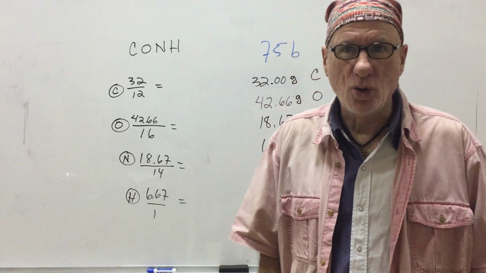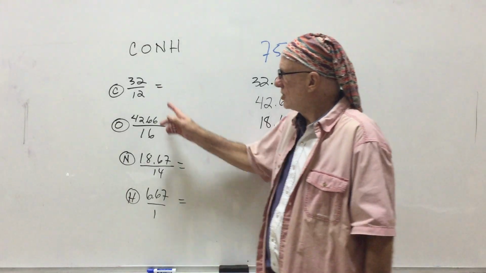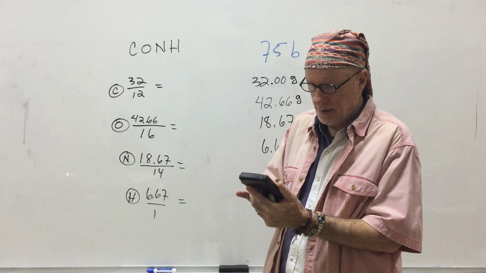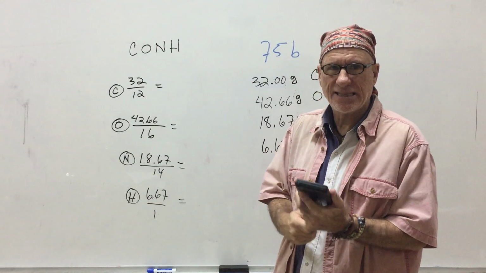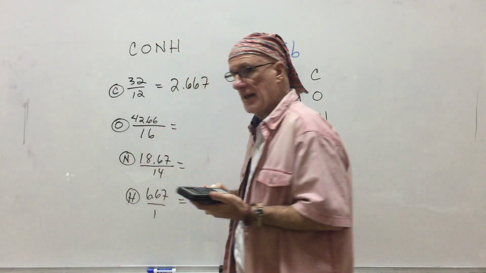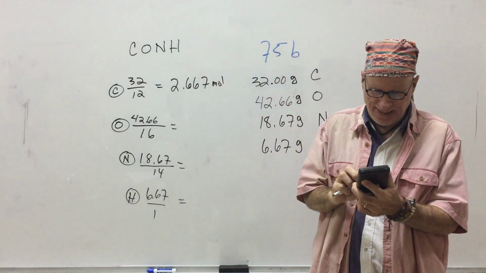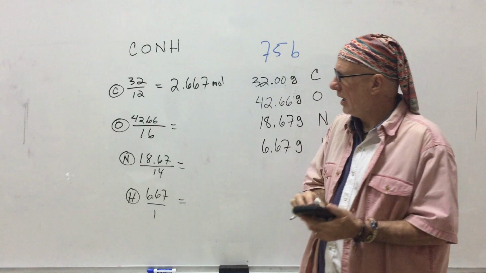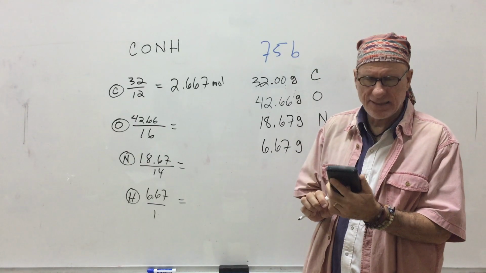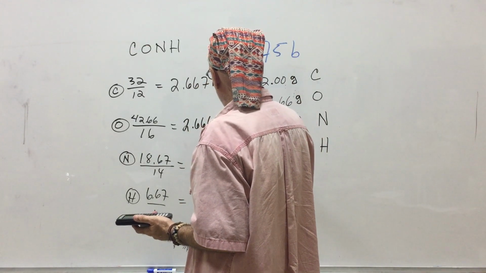We're changing them to moles, not the ground variety, but the chemistry variety. So 32 divided by 12 is going to be 2.667. And that's moles, right? And then 42.66 divided by 16 is going to be 2.666. And that's going to be moles.